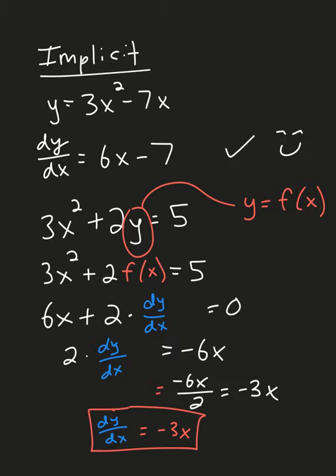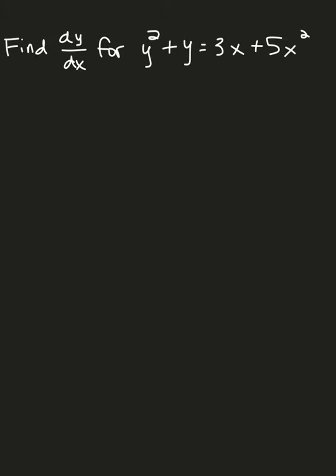Let's try a more complicated one. Find dy dx for y squared plus y equals 3x plus 5x squared. The first thing that I'm going to do here is, again, replace the y's with f of x. It's easier to talk about implicit differentiation when you remember that the y's are their own functions, and those f of x's could be any function. Exponential, log, quadratic, it could literally be anything.